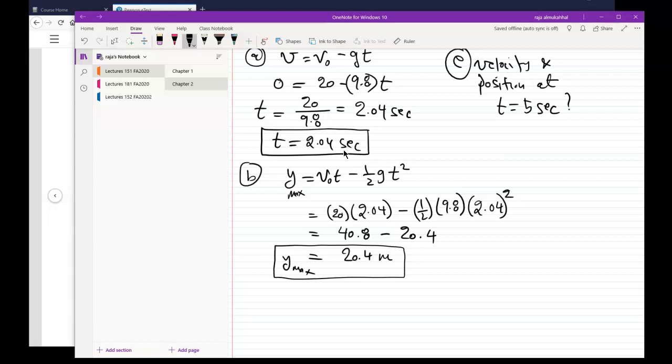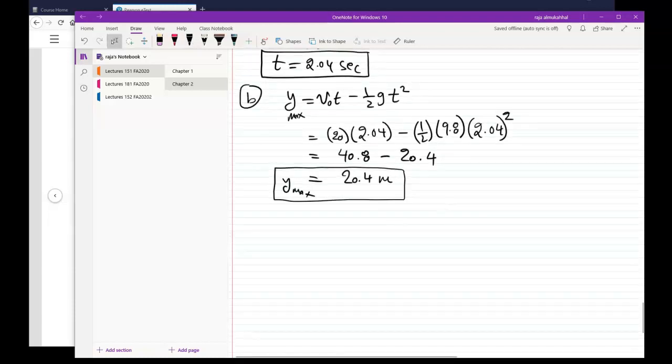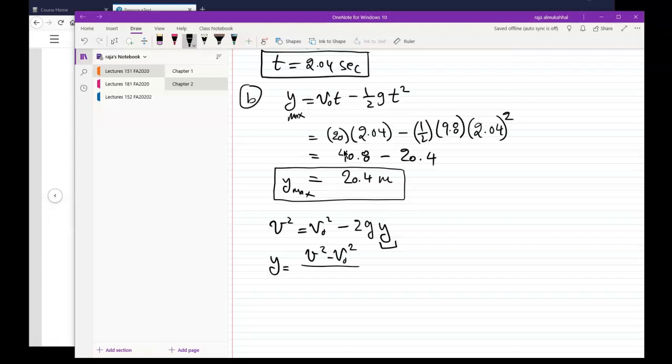Another way of doing it is to use the second equation. Let me show you. The second equation says v squared equals v naught squared minus 2gy. Of course, I'm solving for y. Let me do the algebra first. So y in this case is going to be v squared minus v naught squared over minus 2g. Yes, with a minus right there.